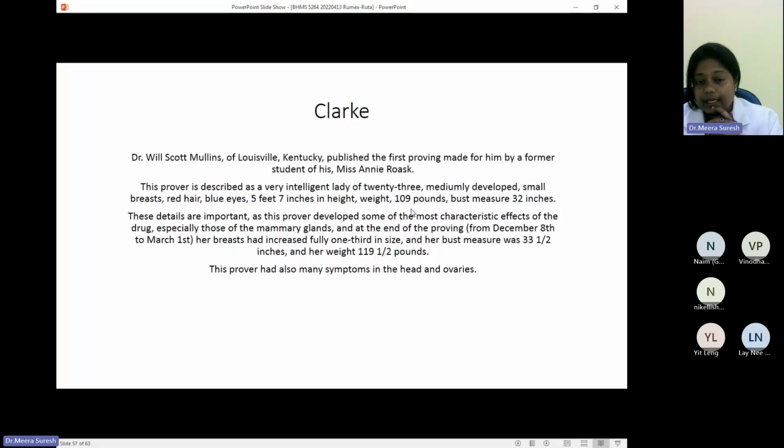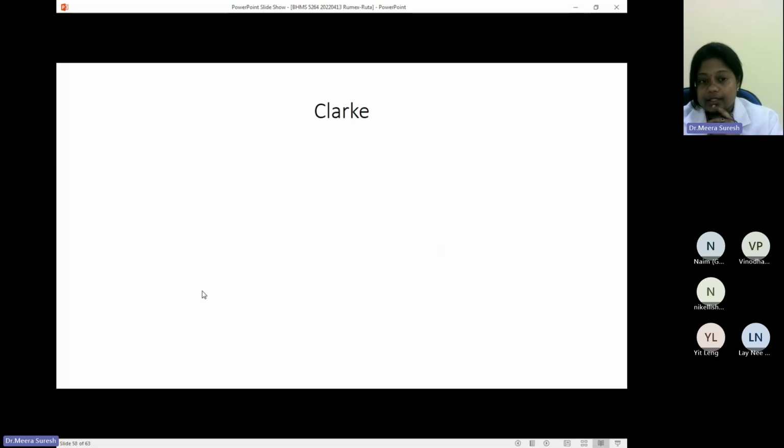So it can be given for atrophy or for growth of the mammary gland, which was actually obtained from a prover, Miss Annie Rosak, a 23-year-old. Before proving, her bust measure was 32 inches, and after the proving it changed to 33 and a half. This prover also had many symptoms in the head and ovaries, and that is how they understood the characteristic effect of Sabal serrulata on mammary glands.